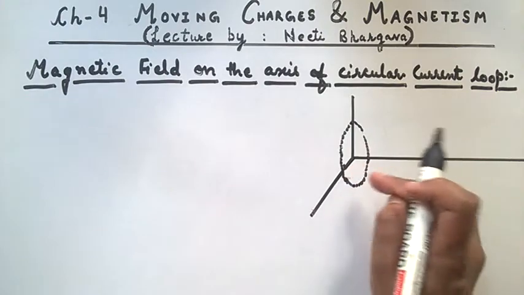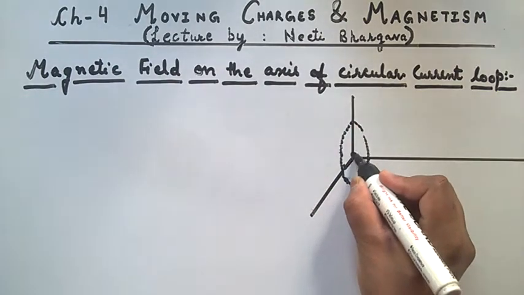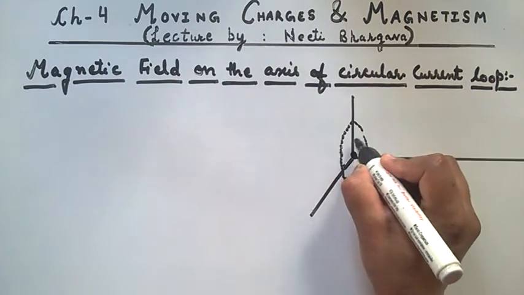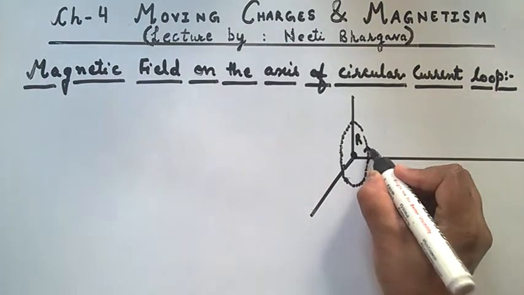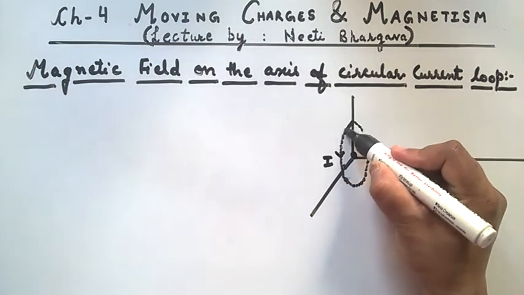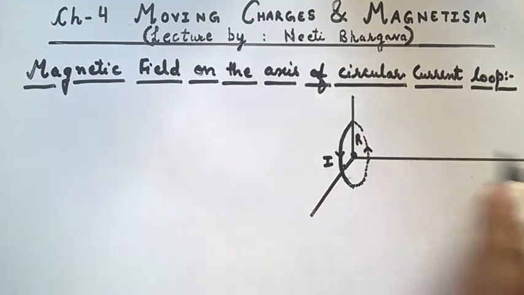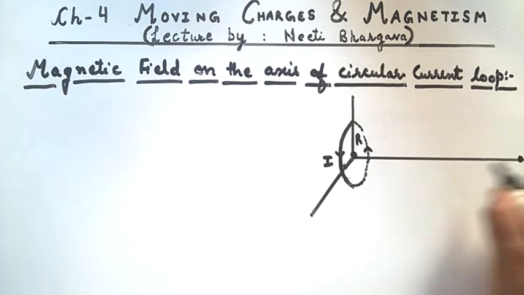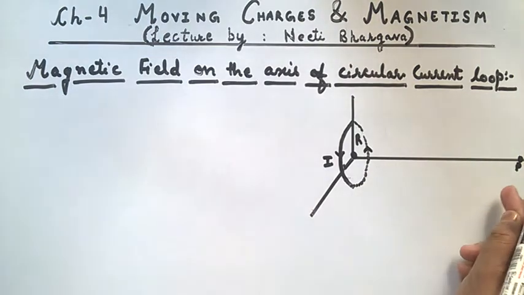The coil is placed in such a way that the center of the axis is coinciding with the center of the circular coil. Let us suppose its radius is r and anticlockwise current is flowing, which is equal to I. This is the top face of the coil and it is vertically placed. On the axis at point P, we have to calculate the value of magnetic field due to this current carrying coil.